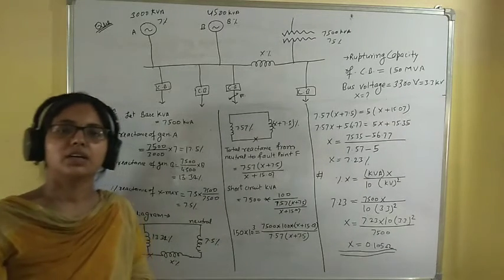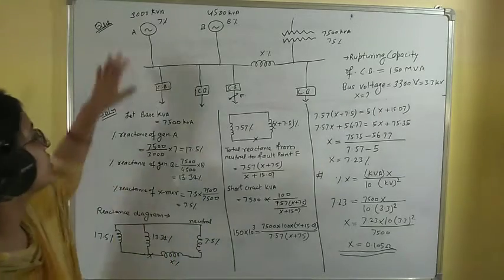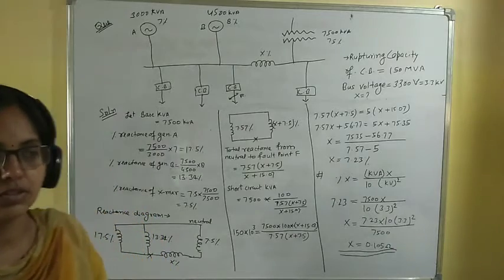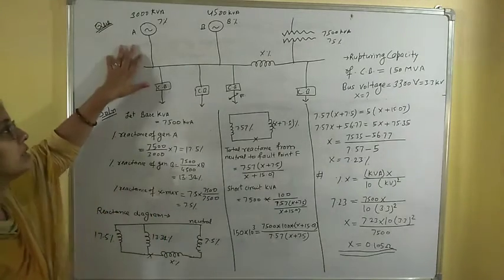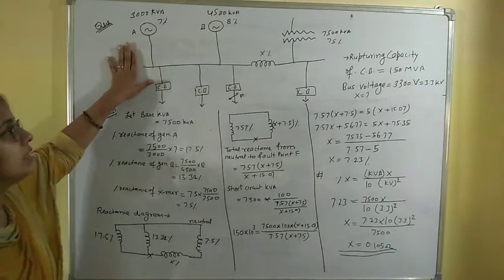Hello students, I am again here to solve one more question about symmetrical fault analysis. This is the single line diagram of a small power station. It consists of basically two generators, generator A and B, which are of different ratings.